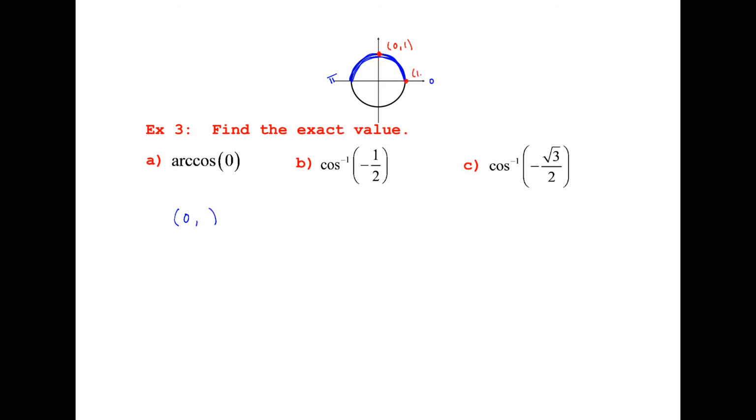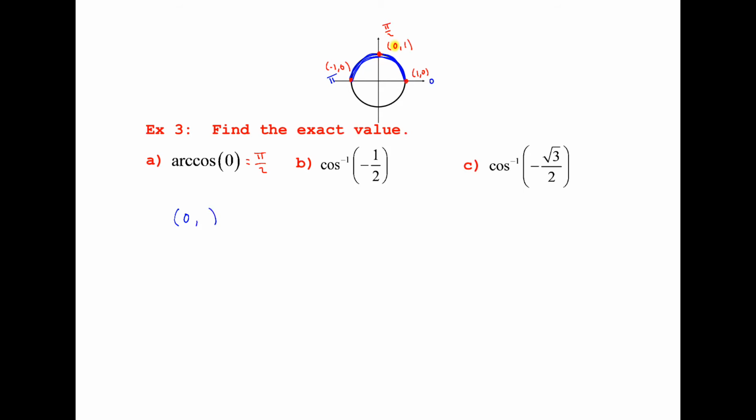Over here, it's (1, 0), and then at pi, it's (-1, 0). So only at that one value right here, when x is 0, gives us an angle of pi over 2. So arc cosine of 0 is equal to pi over 2.